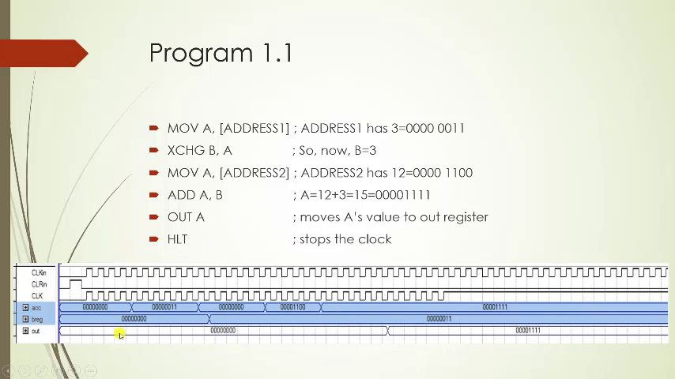Now if we look at the simulation results, firstly we have loaded 3 in the accumulator, then we have done the exchange command. So now B has 3 and A has 0. Now we again load 12 to the accumulator here, and then we add AB. So now A holds 15. Here we can see that the accumulator has 15. We output the value of A. Here we can see the output register has the value of A. And then when the halt occurs, the main clock stops, so the computer stops running the program.